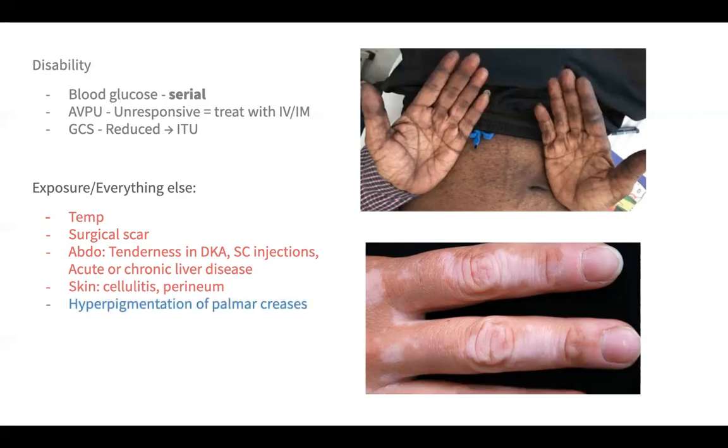Next, we'll move on and talk about the signs that you might see in a patient with low blood sugars. One thing to look out for is hyperpigmentation of the palmar creases, so we're thinking of Addisonian crises. This is a good example of a patient who's got quite hyperpigmented palmar creases. Look out for vitiligo. The patient might have signs of other autoimmune diseases, which makes Addison's or Addisonian crisis more likely.